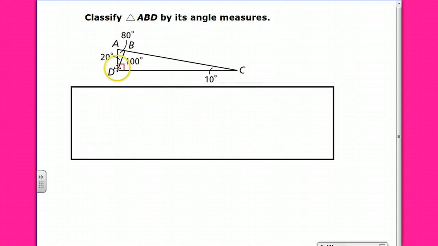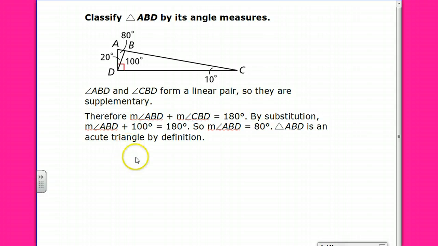Let's classify ABD by its angle measures. Well, we see that this angle is 80 degrees. We could call that angle B in this little triangle. And this little angle over here, the D angle, is 20. So 80 plus 20 is 100. So angle A must be 80 as well, huh? 180 would give us the angle that would sum this entire set of angles to 180. So all of these angles are less than 90, so we would say this triangle ABD is acute.